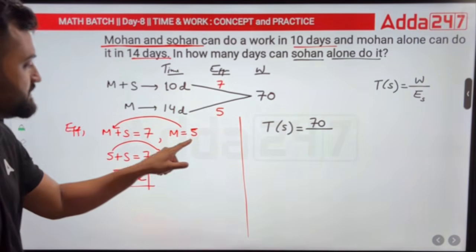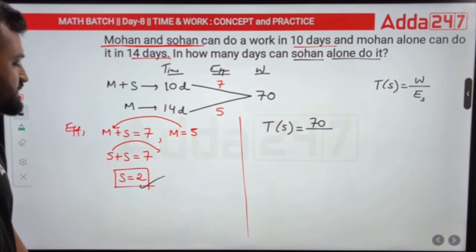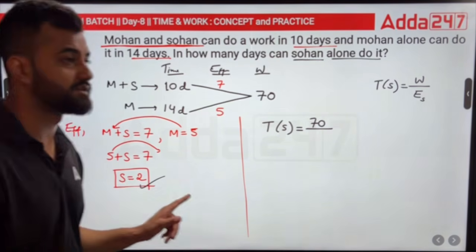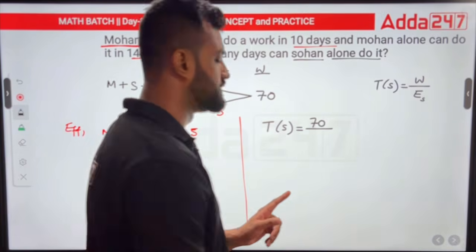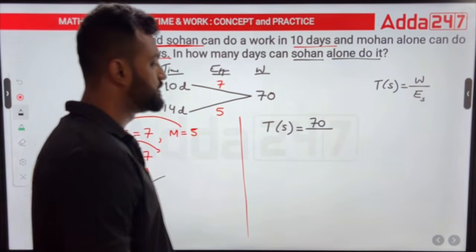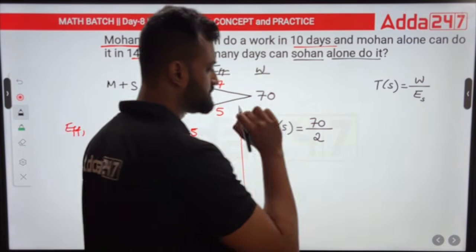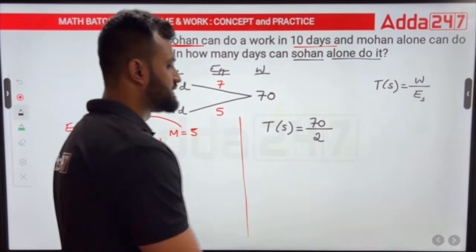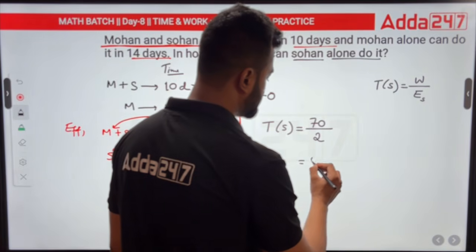How much did we get, my friend? We've got 2 as the efficiency of Sohan. Remember this is efficiency, so don't write 2 days. Be very careful. 2 is the efficiency of Sohan. So we'll put Sohan's efficiency at the bottom. That's it. This is your answer. And if you cancel this, you'll be getting 35 days.